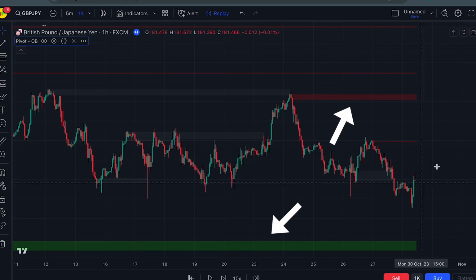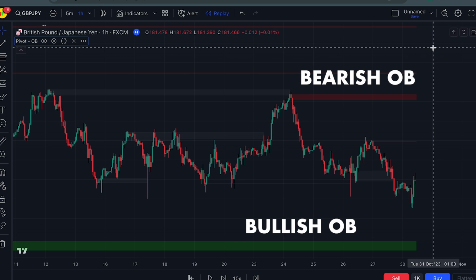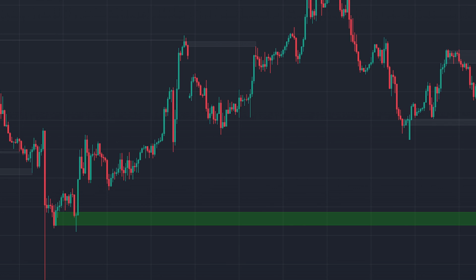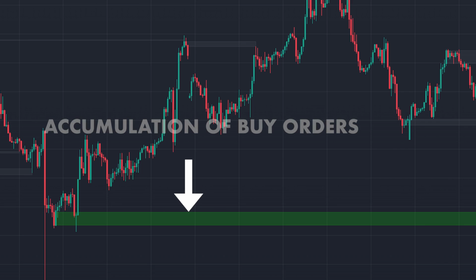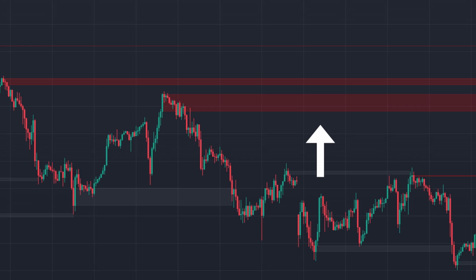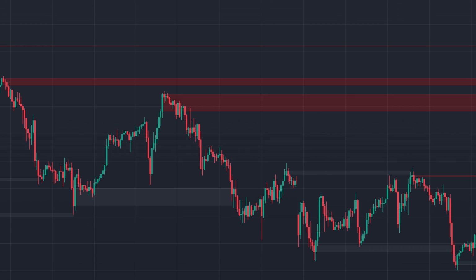The red and green blocks you see on the chart represent bearish and bullish order blocks. The smaller, faint white blocks are points of interest levels. Also, this indicator doesn't label each block explicitly. When you see a green block, it means there is an accumulation of buy orders, suggesting you should look for confirmations before entering. When you spot a red order block, it indicates an accumulation of sell orders, helping you to make informed trading decisions based on market sentiment.